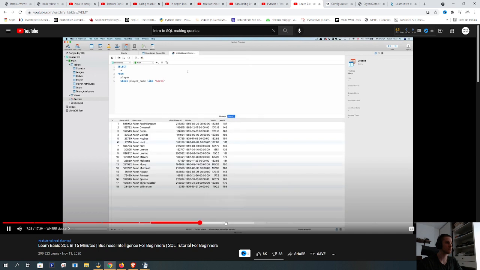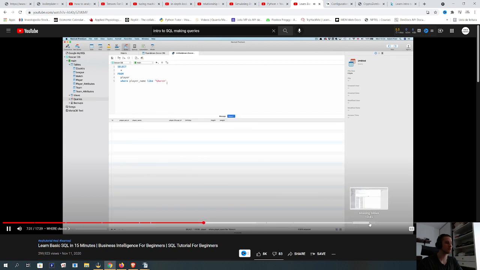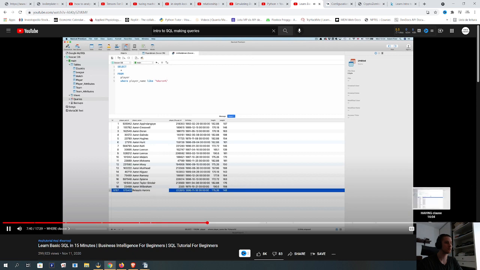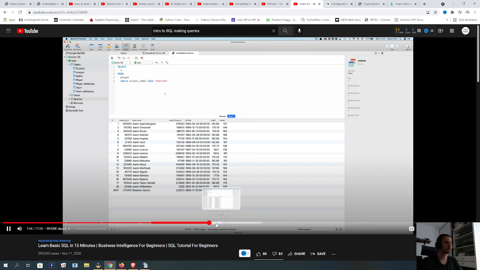If we wanted to find any player name that ends with Aaron, we put a % character before. Nothing that ends with Aaron. We could put a % before and after, which would basically mean any player name that contains Aaron. And we've got Rolando Aarons. Finally, here's an example which puts the % in the middle of text.